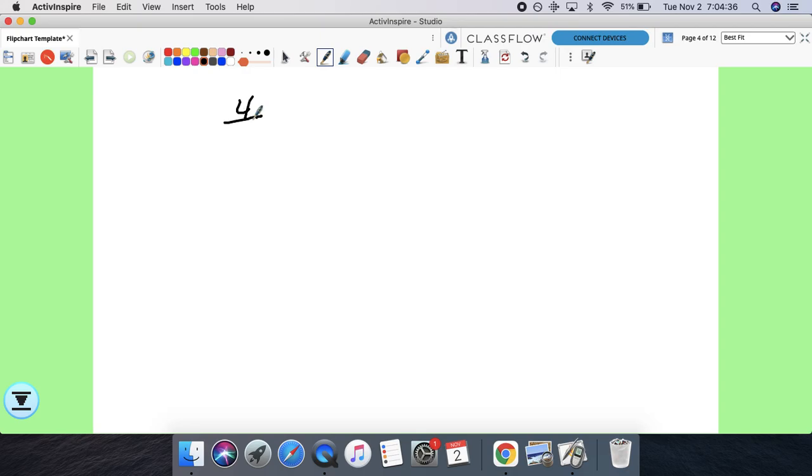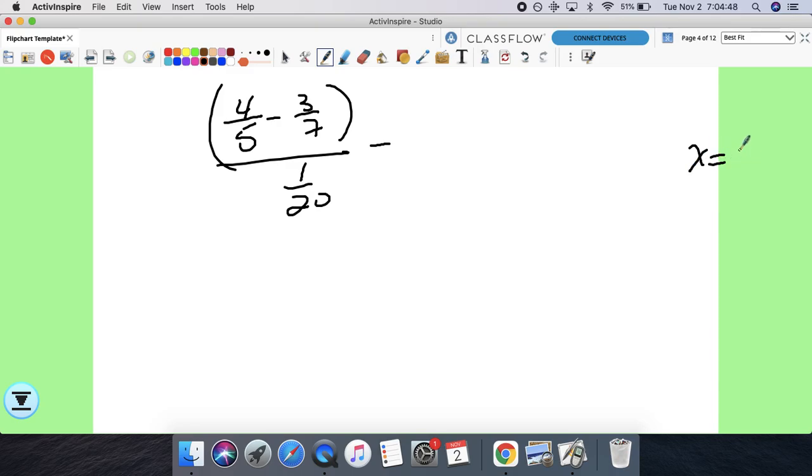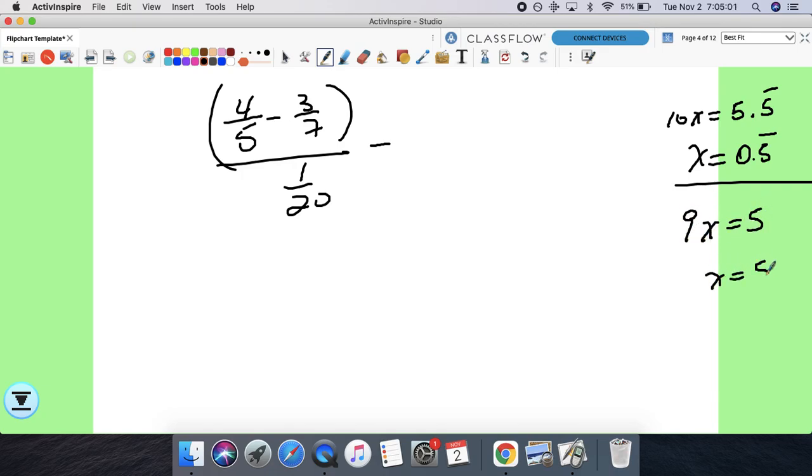Next one, 4/5 minus 3/7 divided by 1/20 minus 0.5 bar notation, which I'm going to change right here. So that we can go like this. We can multiply both sides by 10, and that's actually just moving the decimal 1 over. It's going to be 5.5 bar notation. If we subtract, we get 9x equals 5, and x equals 5 over 9. Now we can divide both sides by 9. So we just write 5 over 9. Makes my life a little bit easier.